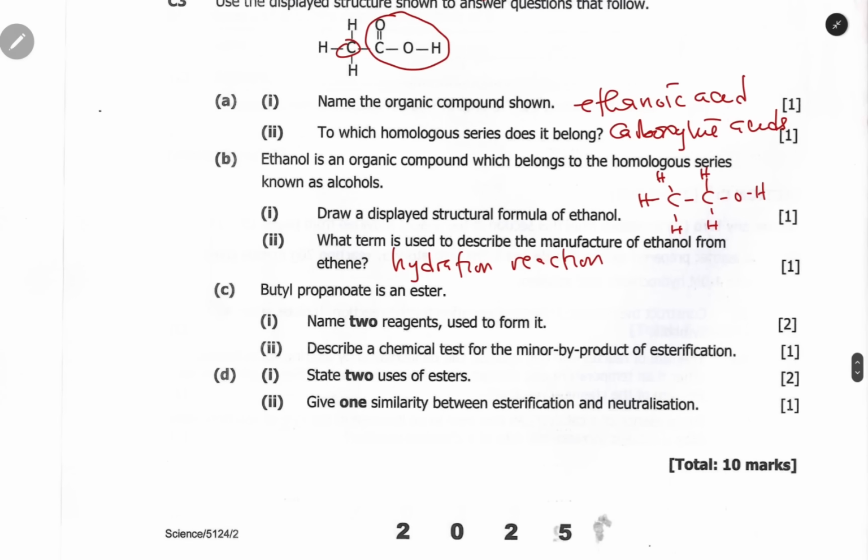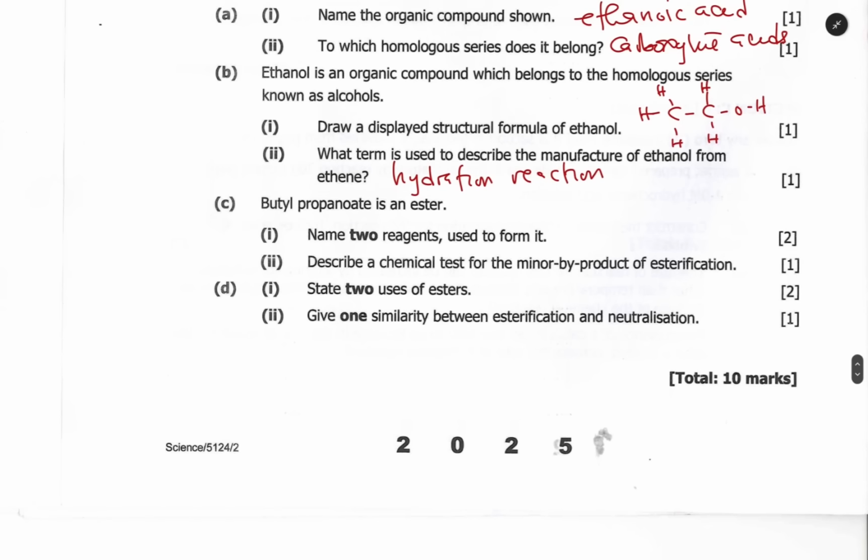Then we go to see butyl propanoate is an ester. Name two reagents used to form it. You know that for an ester, the first part of the name comes from alcohol. So here we have butyl, which means the alcohol was 1-butanol. Then propanoate, the acid, propanoic acid. That is butyl propanoate.